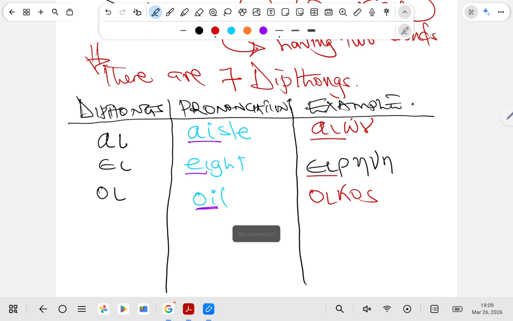So with these vocabularies, aion is where we'd get the word age. Eirene is where we get the word peace. And oikos means house. Okay. Now, the fourth diphthong is ui, which is upsilon iota.